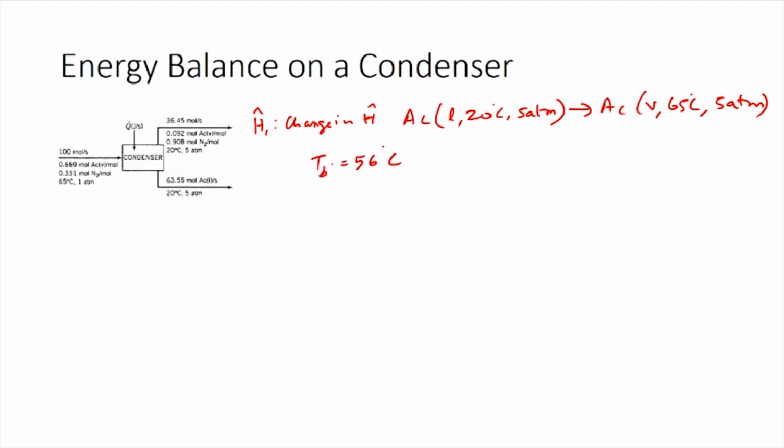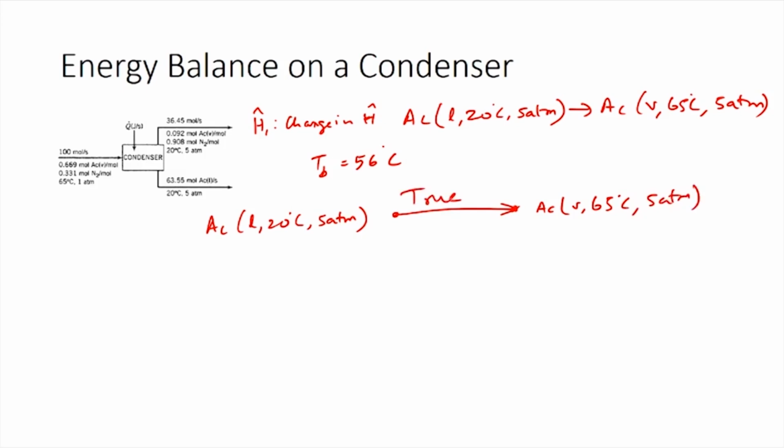So, once you have this, we will now have to build a hypothetical path. What we have is acetone liquid at 20 degrees Celsius and 5 atmospheres going to acetone vapor at 65 degrees Celsius and 5 atmospheres. So, this is the true path. Now, we need to build the hypothetical path.